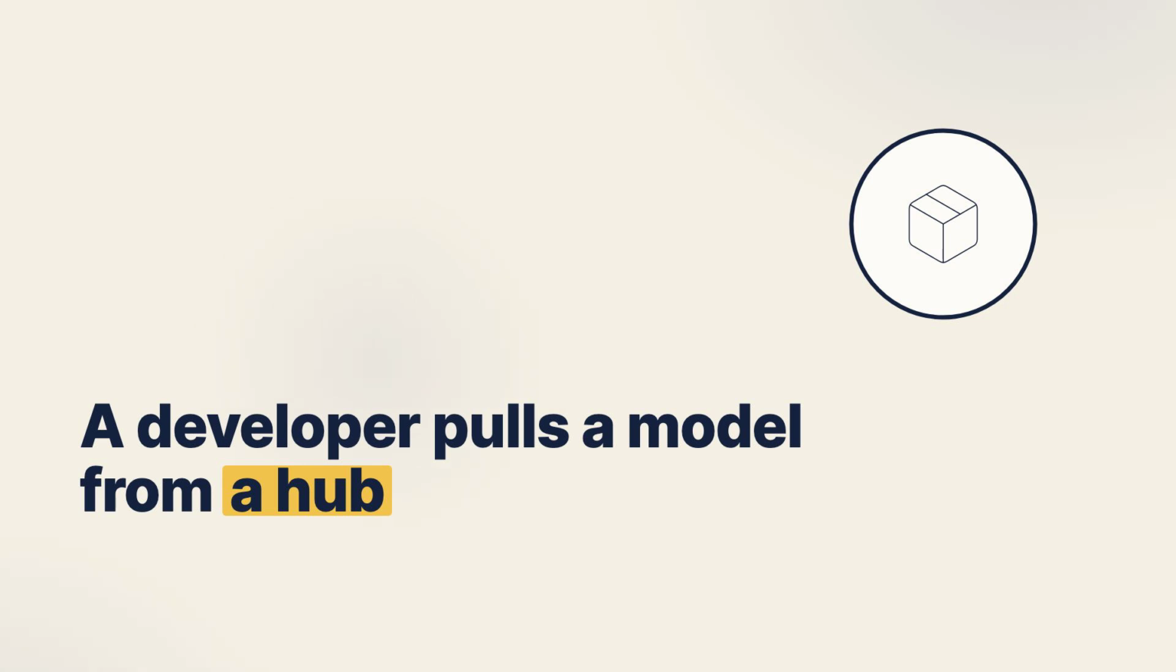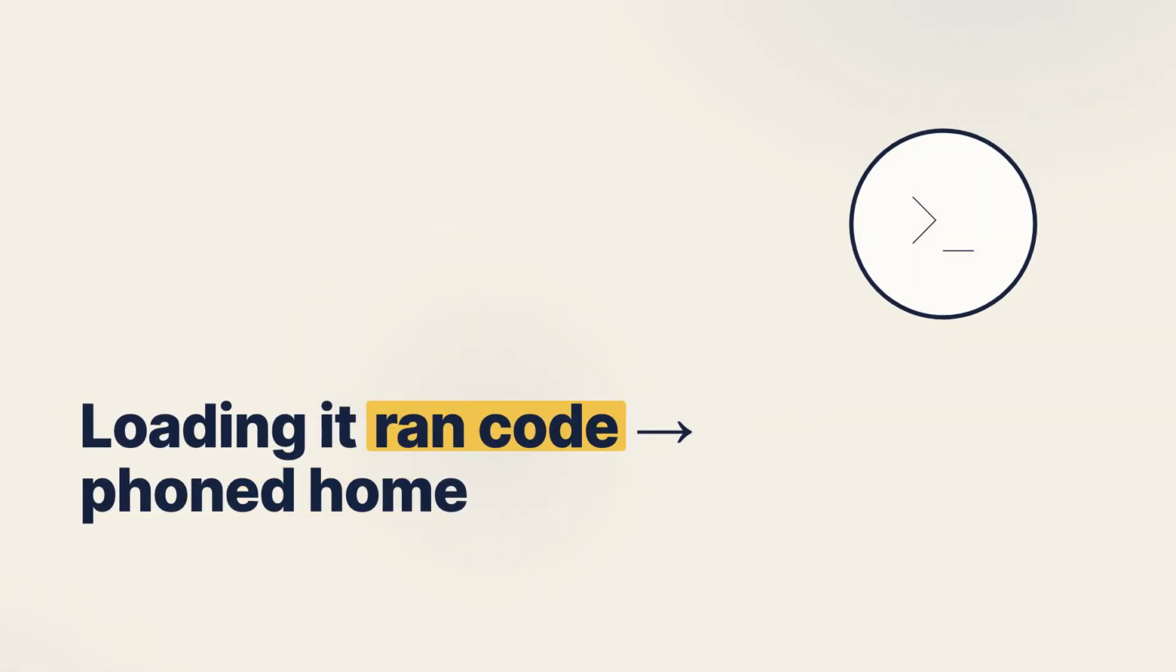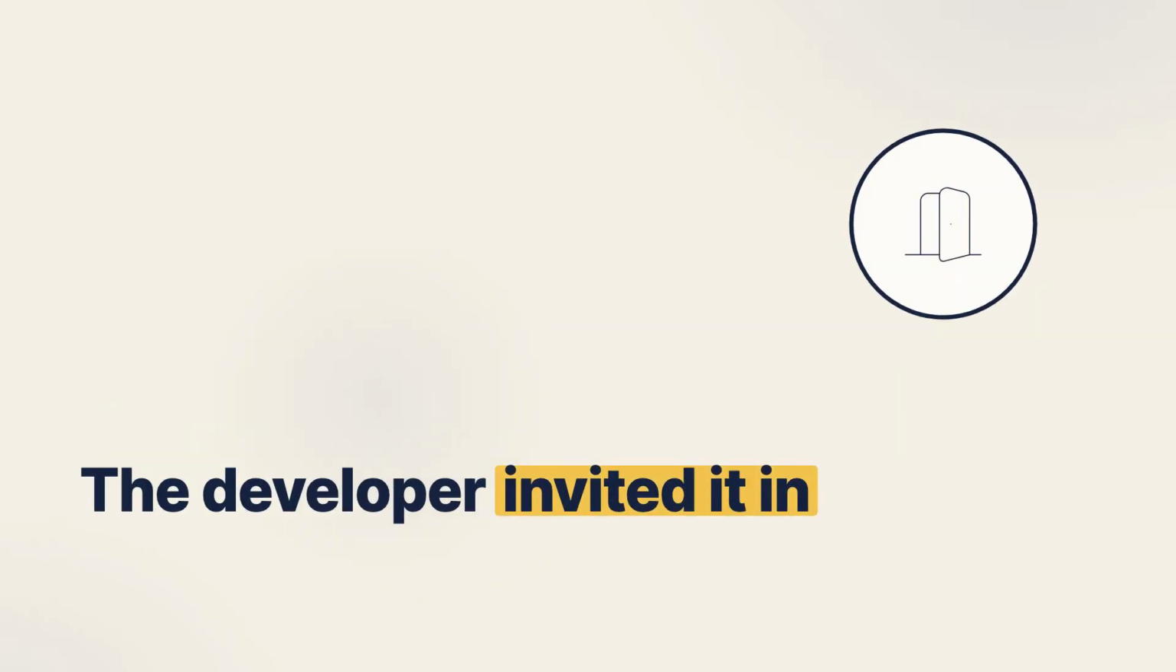What they didn't see was that the file wasn't just weights. Loading it ran code, and that code quietly reached out to an attacker's server the moment the model was imported. No exploit, no phishing email. The developer invited it in, because on a model hub, the malicious thing and the legitimate thing look exactly the same.